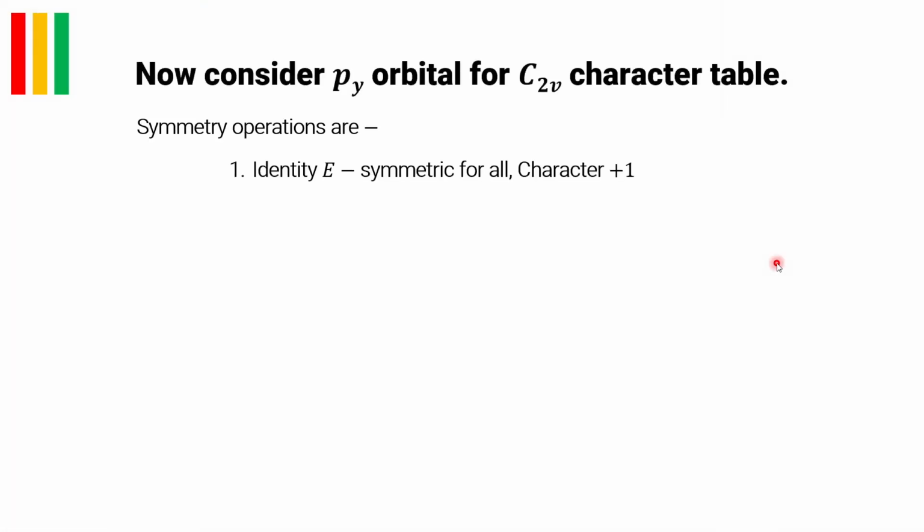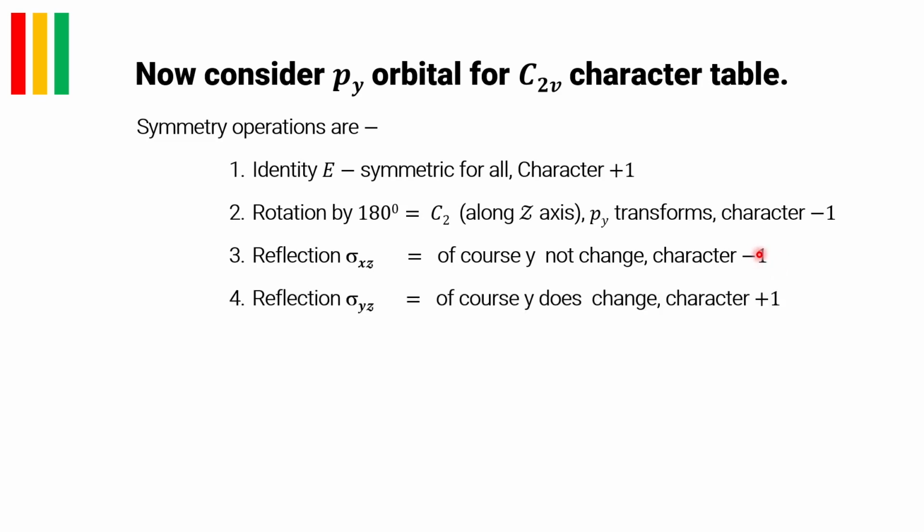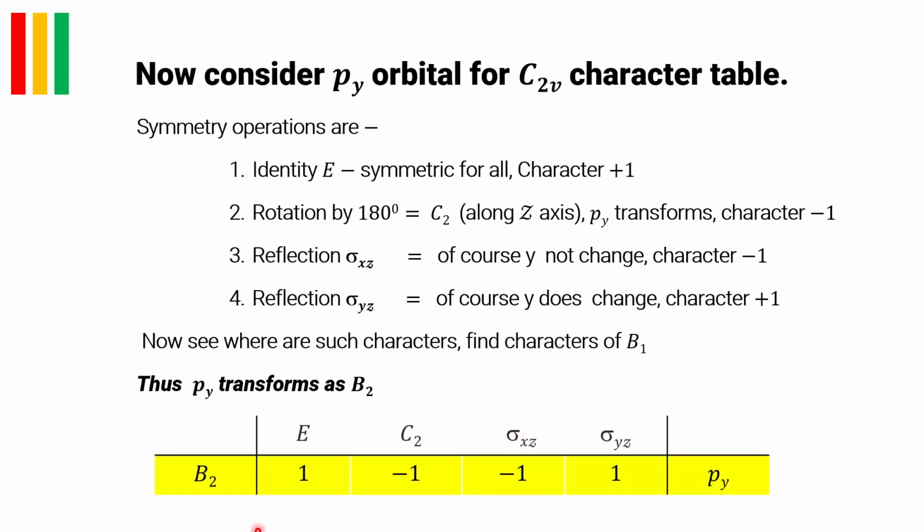Similarly, let us take py. For the py orbital, for identity, of course it is plus 1. Rotation by C2 along the z-axis is going to change it, so of course this is minus 1. If you're talking about the xz plane, the y coordinates would be reflected, so it's minus 1. And if you're talking about yz, because it is locked in the y and z plane itself, its character would be plus 1. Your characters would be 1, minus 1, minus 1, and 1 respectively. That would correspond to B2 symmetry, and therefore I would say that py transforms as B2 symmetry.